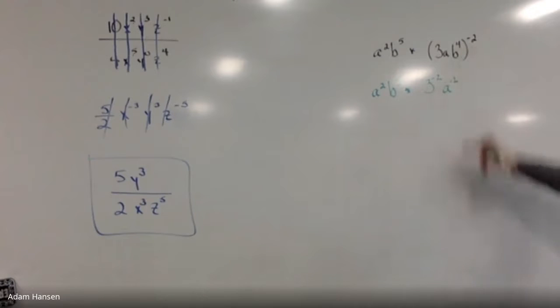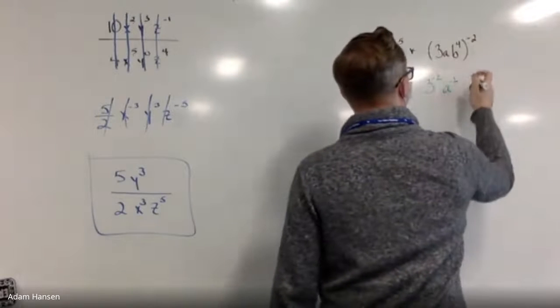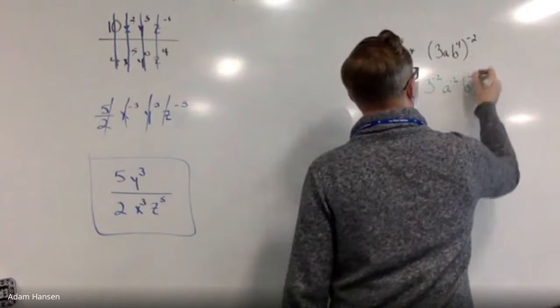What is b to the fourth to the negative second power? When I have power to a power, what do I do with those numbers? 4 and negative 2. Multiply them, yeah. B to the fourth to the negative second, take 4 times negative 2, and it's to the negative 8.